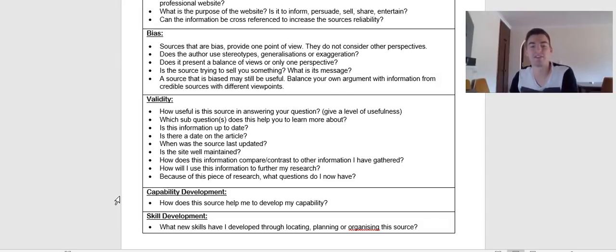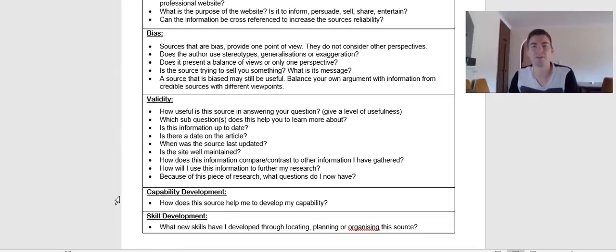And lastly, skill development. So whether it was in locating the source, finding the source, particularly if it was an interview or survey, or in planning, if you had to plan the interviews and the questions that you asked in the survey, or in just organizing how you went about trying to get some of your resources. What sorts of skills have you developed in this process?